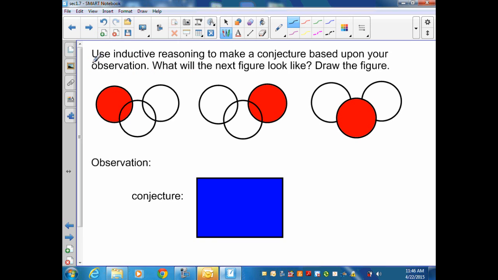Use inductive reasoning to make a conjecture based on your observation. What will the next figure look like? Draw the figure. Here I'm given 3 circles. The first one is shaded. Then it goes to the next one and the next one. So it looks like the shading is going clockwise.